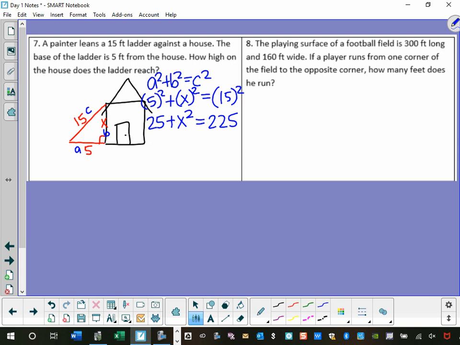At this point, we're just doing regular algebra. How do I solve for x squared? Yep, let's subtract 25 from both sides. So I'm left with x squared is equal to 200. Michael, what do I do from here? How do I get x by itself? Take the square root of both sides. In your calculator, tell me what is the square root of 200? 14.1?